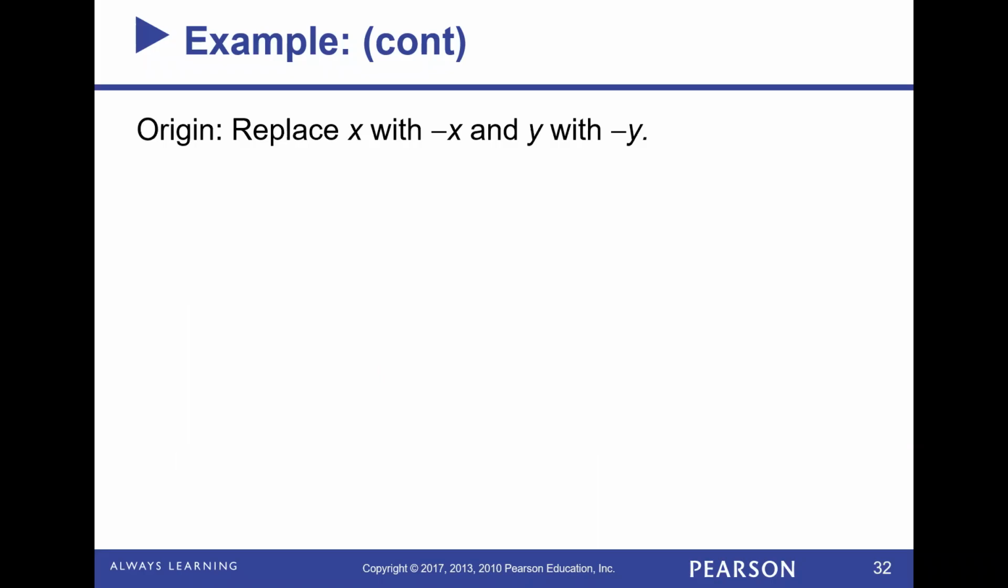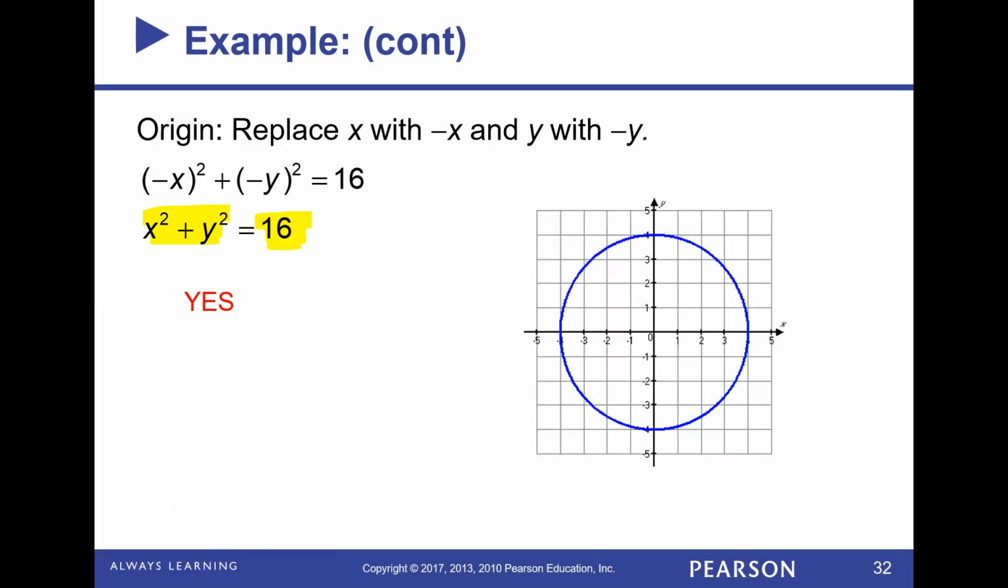So origin symmetry means I'm going to replace x with -x and y with -y. And as I look at that there, I end up with the original on the left side and the original on the right side happens to be exactly the same. So yes, it does have origin symmetry. Now, like I said, this is really kind of hard to graph in the graphing calculator, but this is what it would look like.